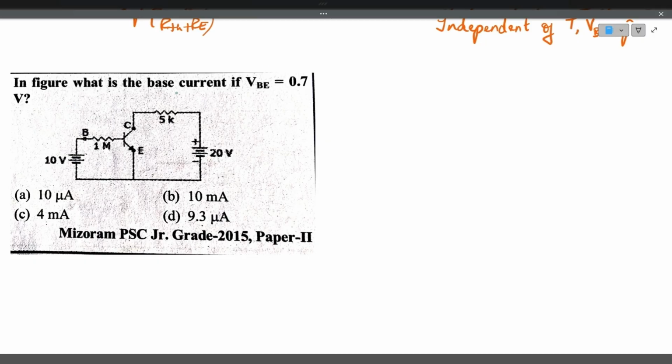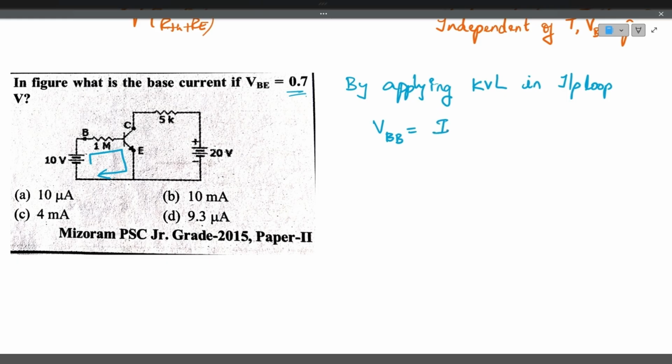In the figure, what is the base current if VBE, the base emitter voltage, is 0.7 volts? So he's asking for the base current. If you apply the Kirchhoff voltage law in the input loop, you will get the answer. By applying KVL, Kirchhoff voltage law, in the input loop, we'll get VBB is equal to IB RB plus VBE.